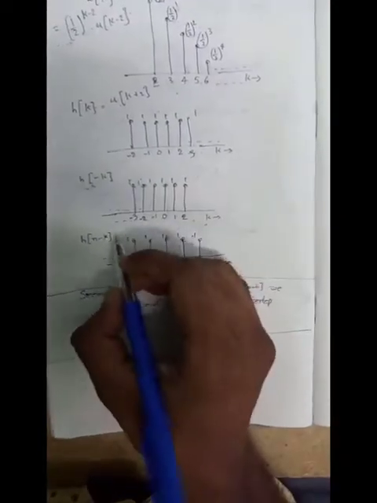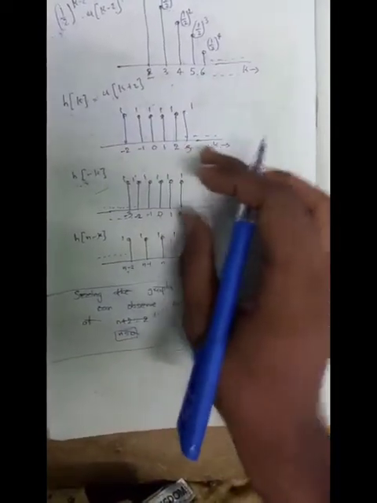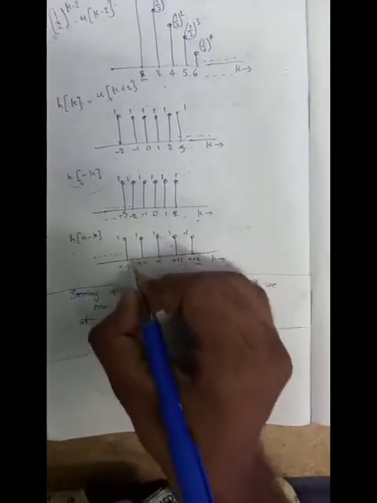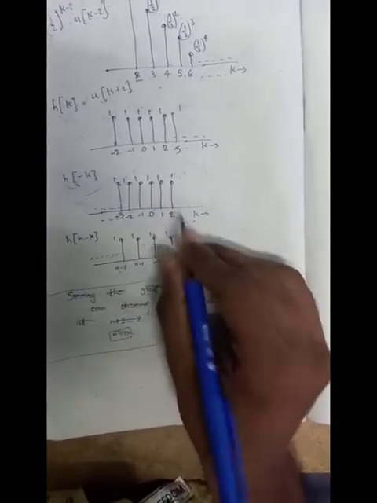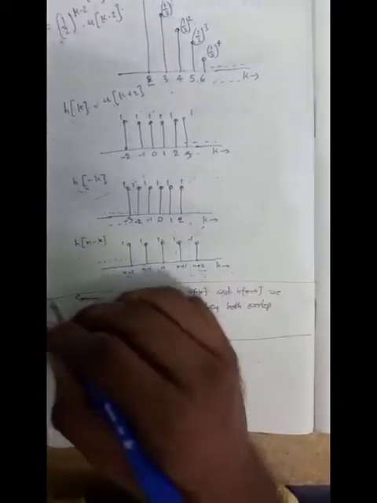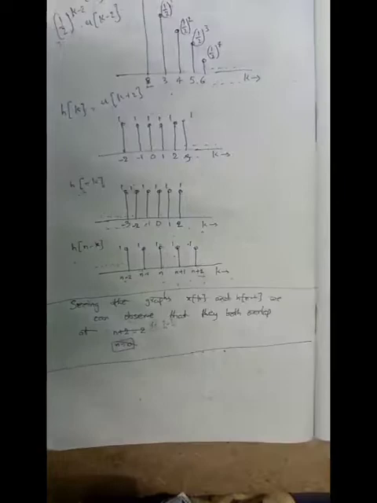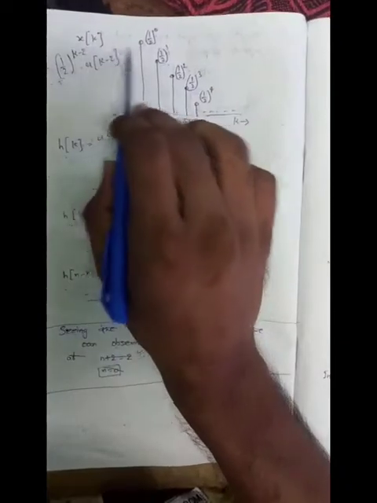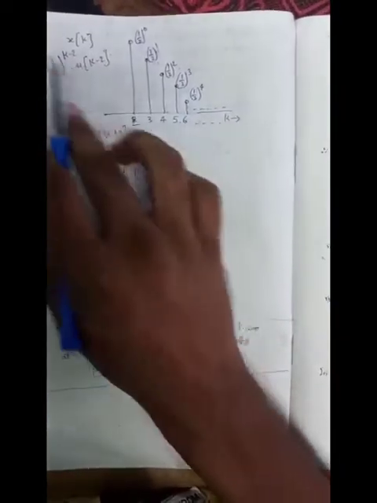Now we have to shift this graph by n steps, that is, h of n minus k. On shifting this we get n plus 2, n plus 1, n minus 1, n minus 2, and so on. That is, we are moving n steps, so we will get it like this. On seeing the graphs, this is the graph of x of k and this is the graph of h of n minus k.